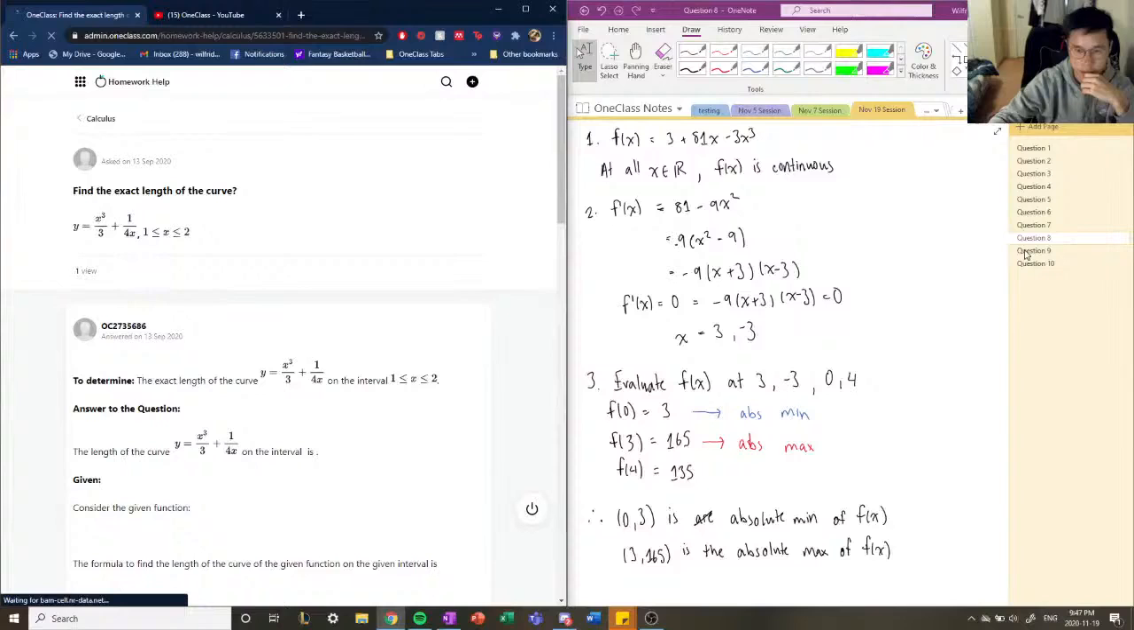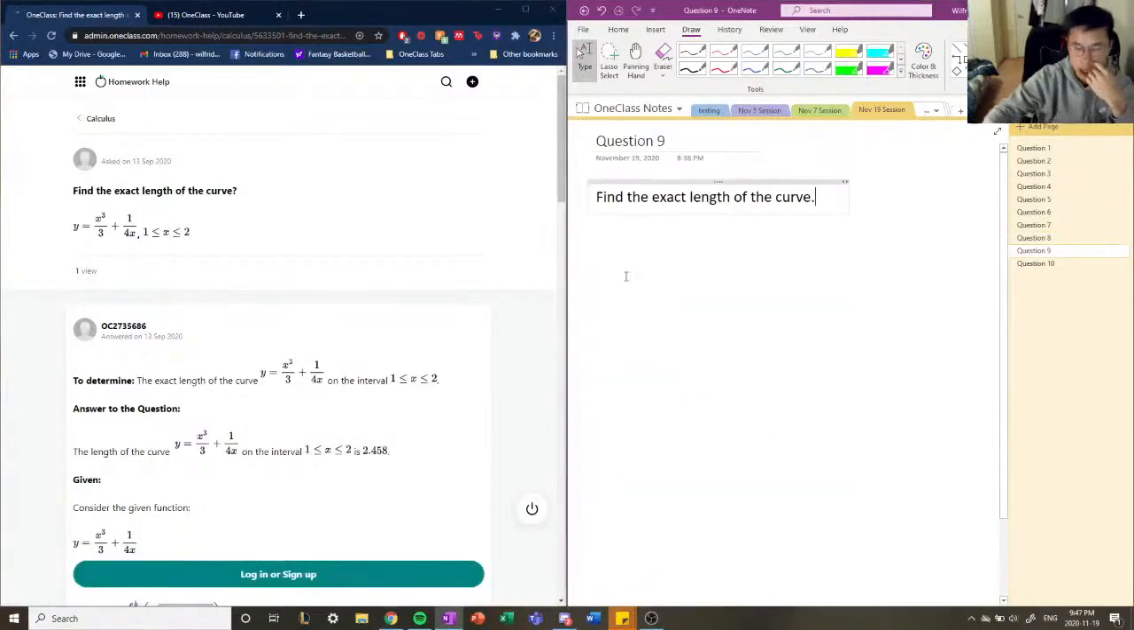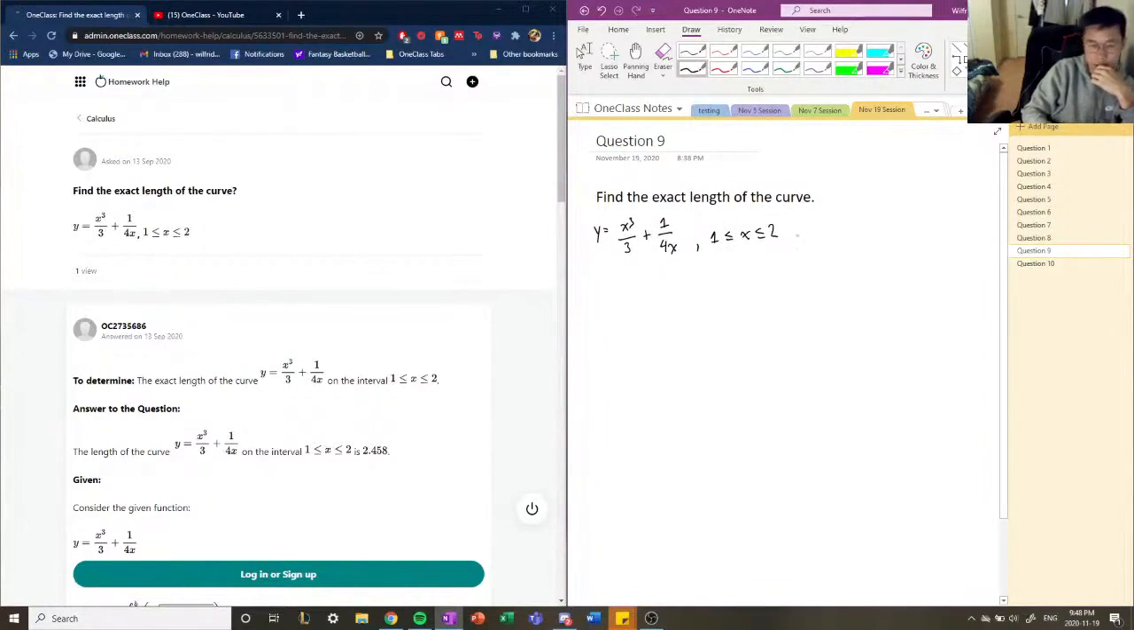Let's move along to question number 9. The next question is: find the exact length of the curve y equals x cubed divided by 3 plus 1 over 4x on the interval 0 to 2. Let me write that out here: y equals x cubed over 3 plus 1 over 4x on this interval.